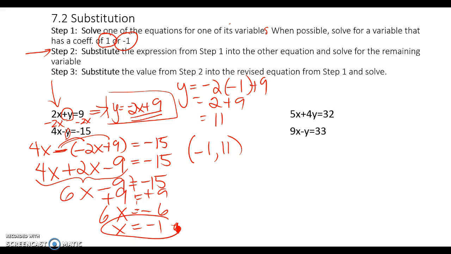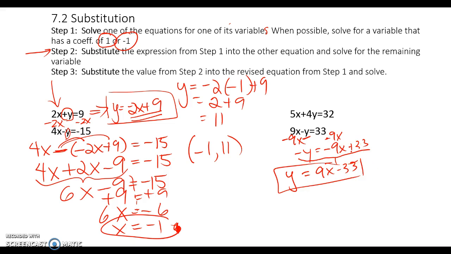Let's do the second system of equations. It makes sense to solve for this y. It's the only thing that has a coefficient of 1 or negative 1. So first I'm going to subtract 9x from both sides, so I get negative y equals negative 9x plus 33. Now I'm going to divide the whole thing through by negative 1, which just changes my signs. So now I have y from step 1. We will substitute it into the other equation: 5x plus 4 times 9x minus 33 equals 32.